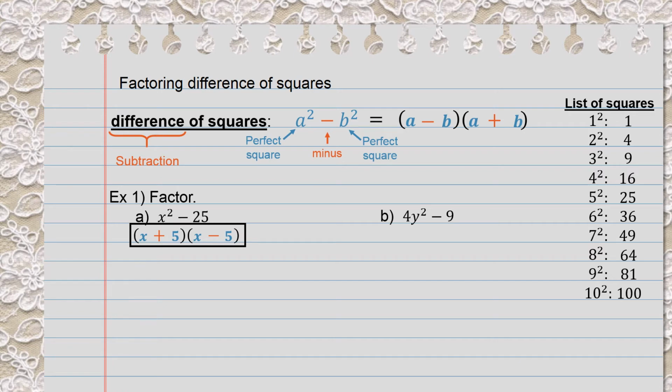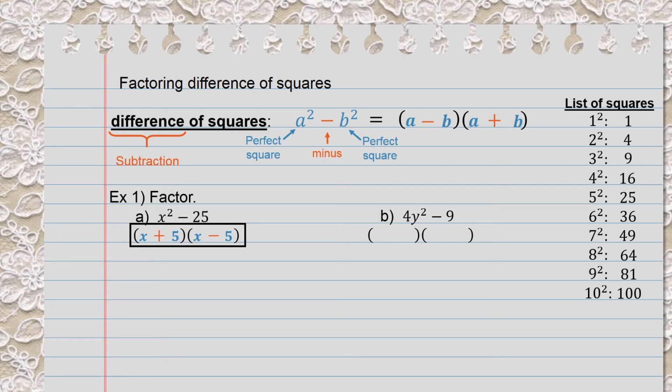Problem B, we have 4y squared minus 9. And so we look, is our first term 4y squared a perfect square? Which means, can you think of any number that times itself would give you 4y squared? And yes, there is a number. Is 9 a perfect square? Yes. And so now we look at the sign. Do we have a minus sign? Yes. So we can instantly write this in two sets of parentheses.